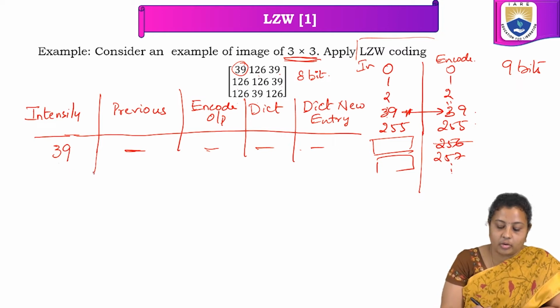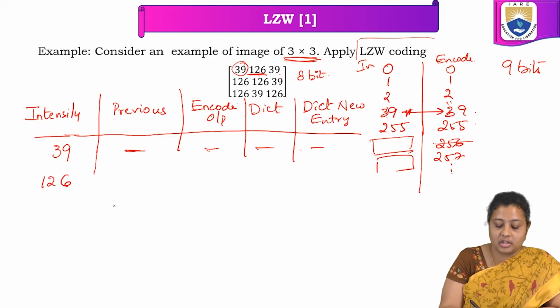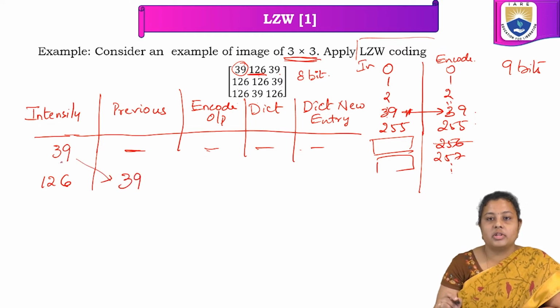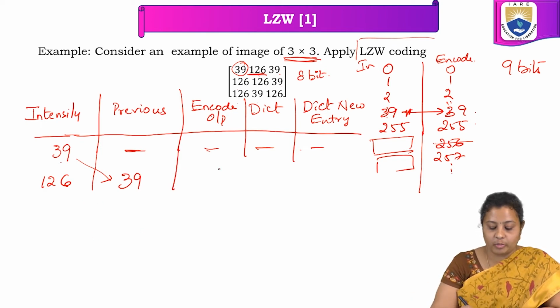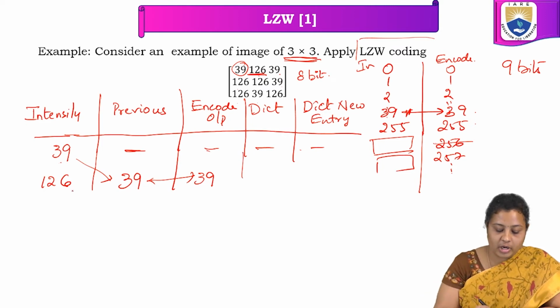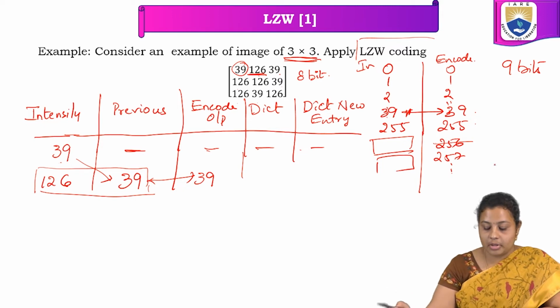Now, next we are going to consider my next intensity value, which is 126. Now, what is the previous intensity value that we have considered? Now, instead of hyphen, we have 39, right? Which is the previous case. Now, if you observe here, what will be my encode output? It will be 39, right? That is my previous code value. I don't have the combination 126, 39 in my dictionary. So what am I doing? I'm putting it as a new dictionary entry in my vacant dictionary value.